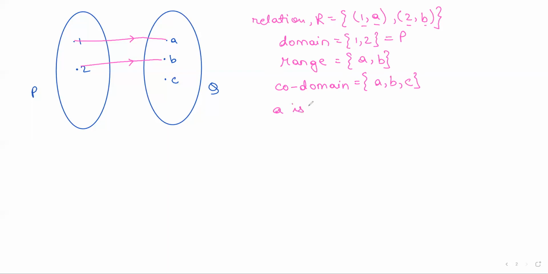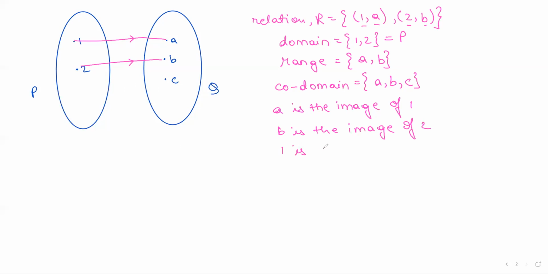A is the image of 1 and B is the image of 2, based on the values of relation R. This much we studied in the last class. By observation, we came to a conclusion: domain is equal to P. We also understood that one image has only one first element. This first element of an image is called a pre-image.